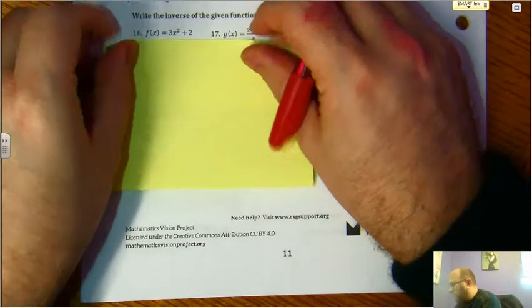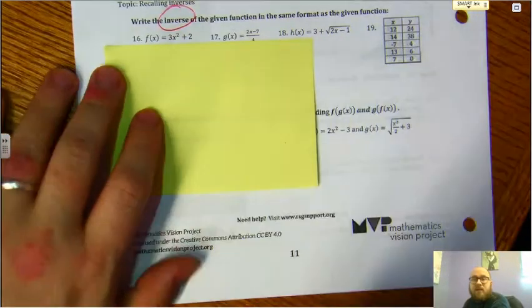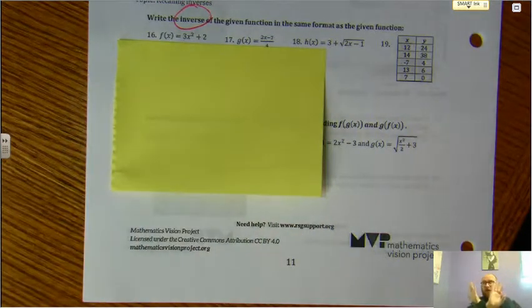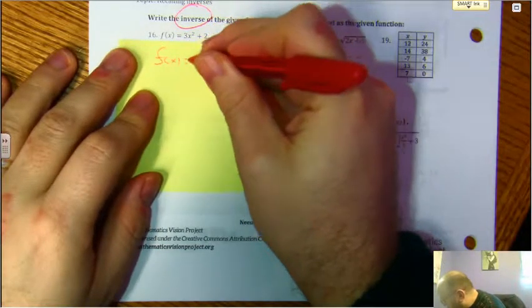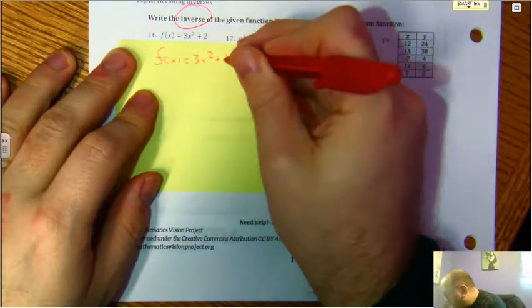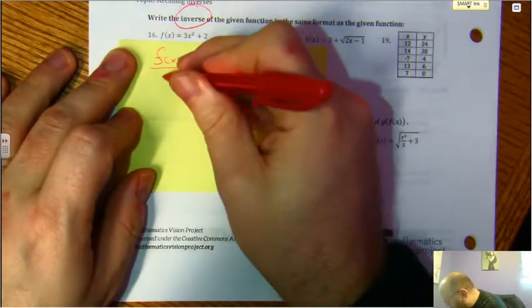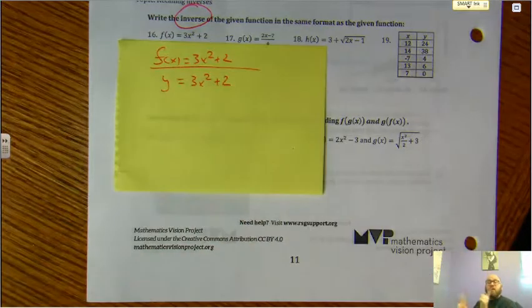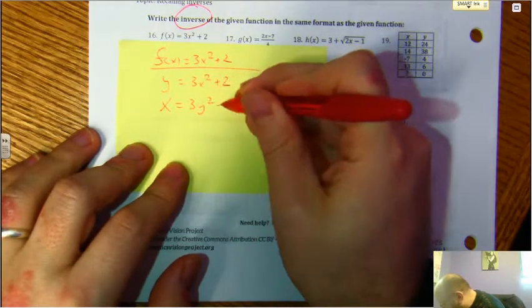So when I'm looking at number 16 here, it wants me to find the inverse. Now, what is the inverse? The inverse is literally just taking your x and your y and swapping them. So if I have f of x equals 3x squared plus 2, f of x is kind of my y, so I'm just going to rewrite this as y equals 3x squared plus 2. And to invert it, all I do is switch my x and y. So I have x equals 3y squared plus 2.